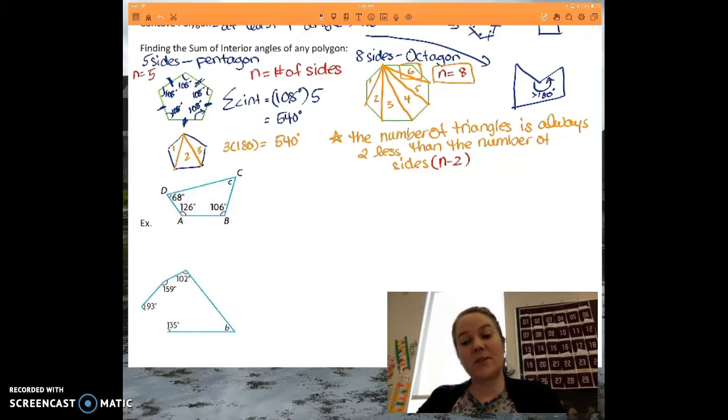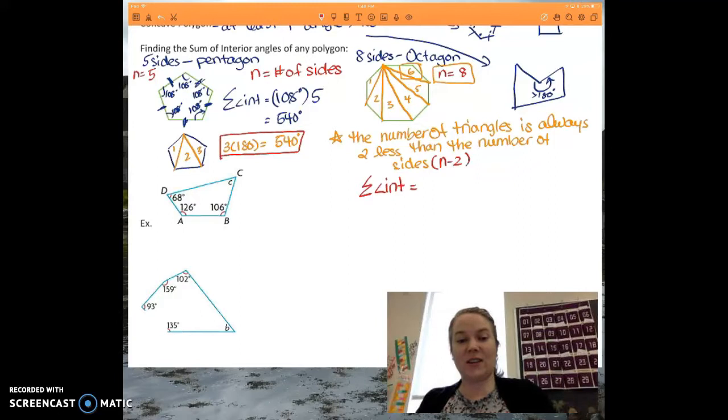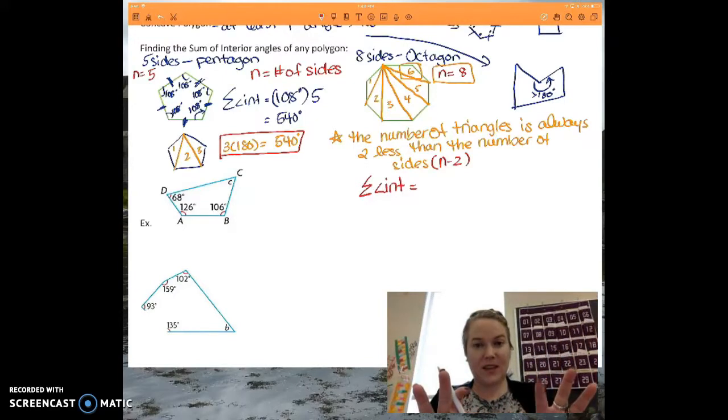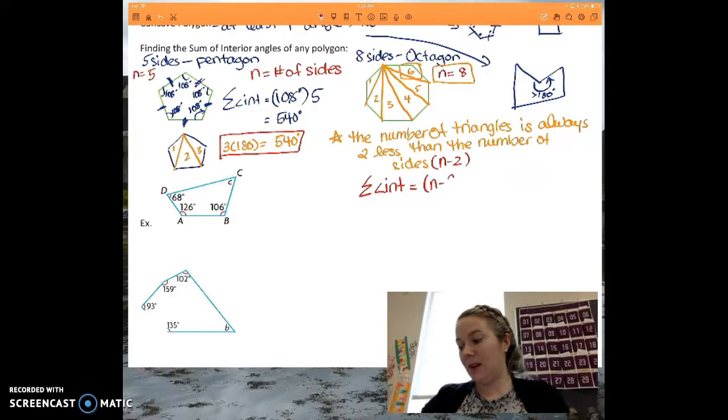Now, in order to make a formula out of this, we're going to put it into our sum of interior angles equals. Do you remember this section over here? We said the number of triangles times 180 gives us the interior angle sum. And the number of triangles is 2 less than the number of sides. So if the number of triangles times 180 is the sum, but the number of triangles is 2 less than the sides, then we get this formula here, n minus 2 times 180 degrees.